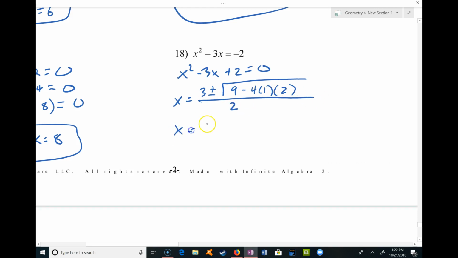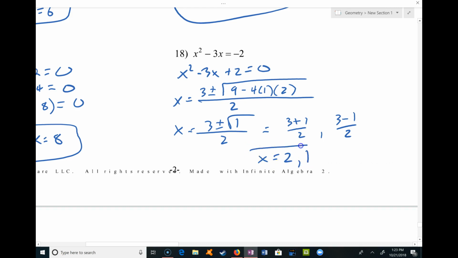So that'd be x equals 3 plus or minus. That would be 9 minus 8, which would be 1. Okay, what's the square root of 1? That's 1. So this is going to be 3 plus 1 over 2 and 3 minus 1 over 2. Of course, 3 plus 1 is 4. 4 divided by 2 is 2. And 3 minus 1 is 2. 2 divided by 2 is 1. So my answer would be 2 and 1.